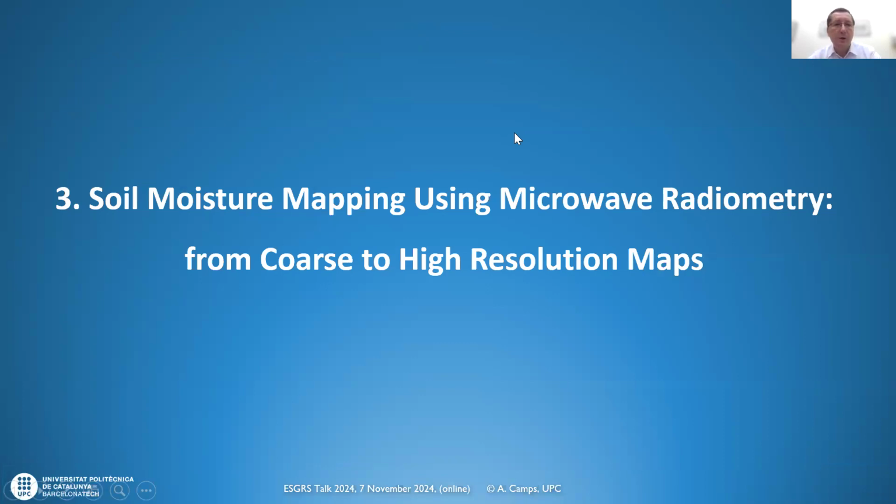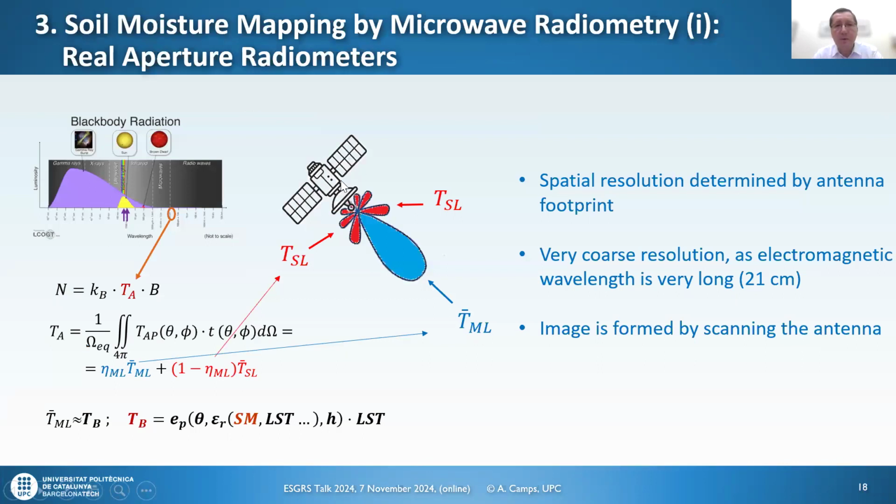So now going to the mapping of soil moisture, okay, with microwave radiometry from coarse to high resolution maps. As I said before, we have our microwave radiometer. It has an antenna, okay? And this antenna, I don't know your background, but an antenna basically receives most of the radiation from what we call the main lobe in blue color, but it can also pick radiation from the side lobes SL, okay, in red.